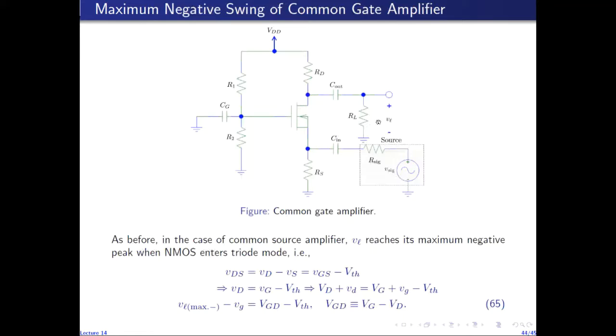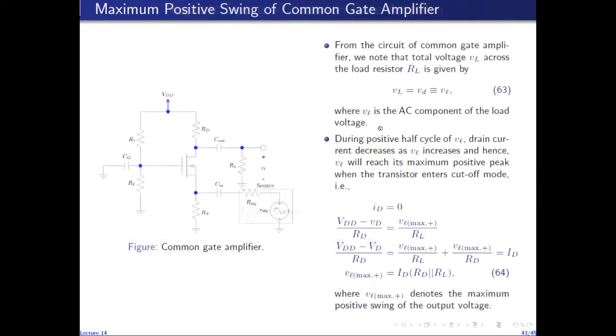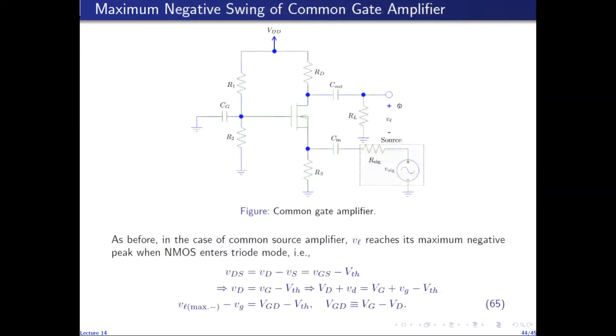On the other hand, if VL swings in the negative direction, as VL increases in the negative direction, the current through RL flows upwards because now VL is negative. So the current through RL flows upwards. So as VL increases in the negative direction, the current through RL increases. The current through RL flows upwards with increasing magnitude. So it flows into the drain terminal.